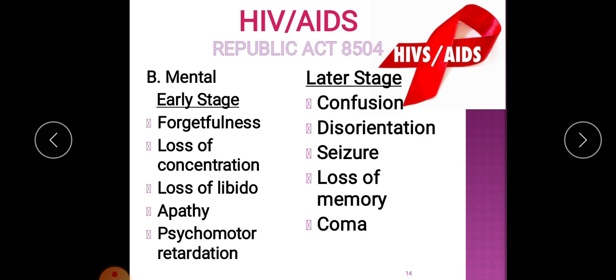For mental manifestation in the early stage, forgetfulness and loss of concentration are present, and even loss of libido. So wala nang gana makipagtalik, apathy, and psychomotor retardation. In the later stage, confusion, disorientation, seizure, loss of memory, and coma or loss of consciousness can occur in the later stage of HIV or AIDS.